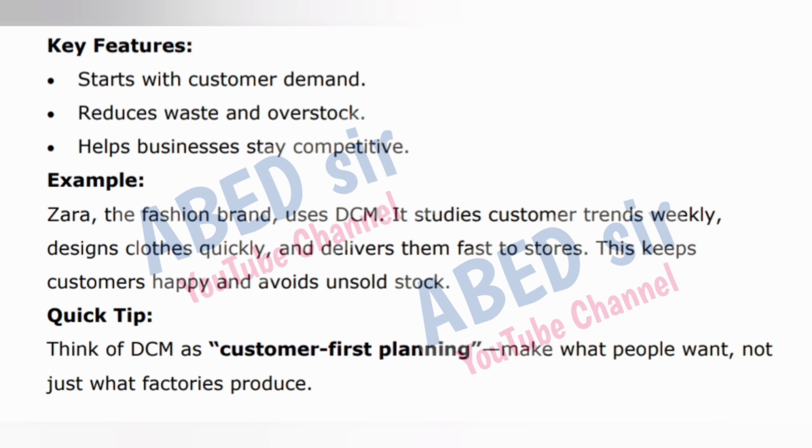Example: Zara, the fashion brand, uses DCM. It studies customer trends weekly, designs clothes quickly, and delivers them fast to stores. This keeps customers happy and avoids unsold stock. Quick tip: think of DCM as customer-first planning. Make what people want, not just what factories produce.